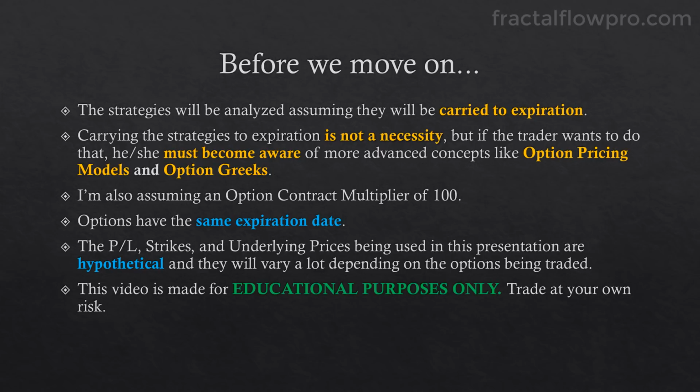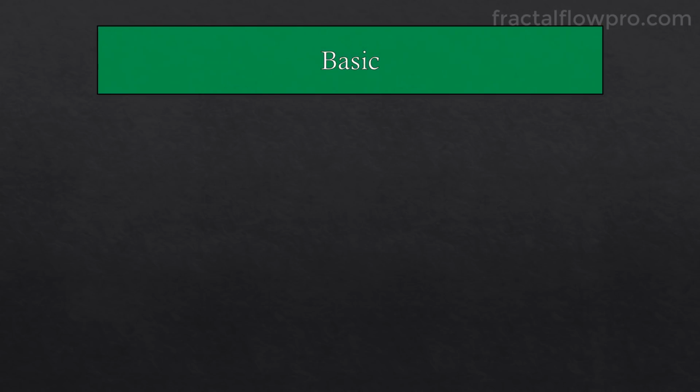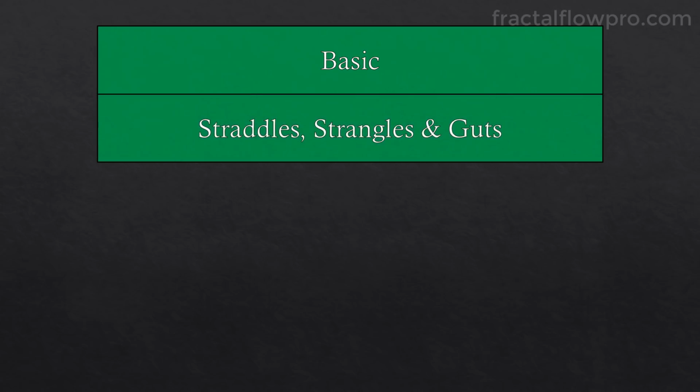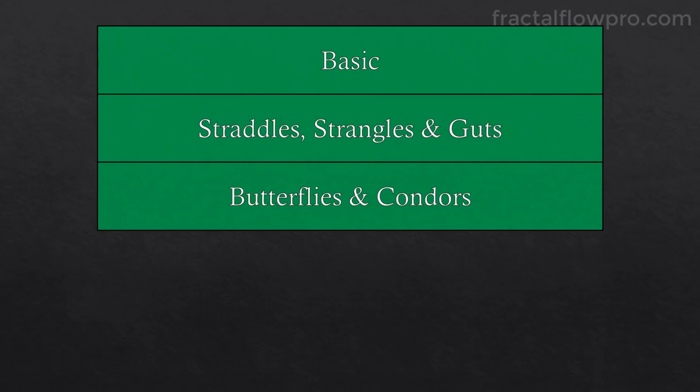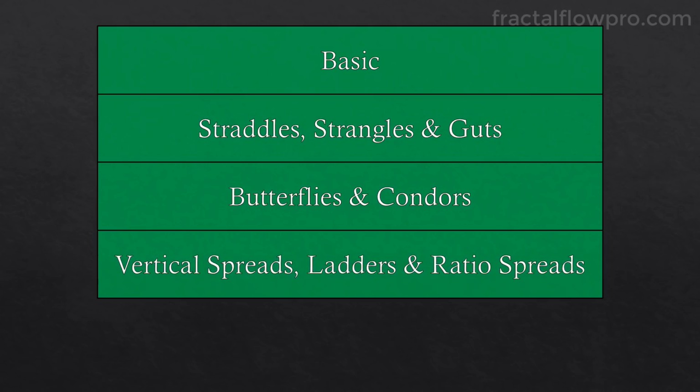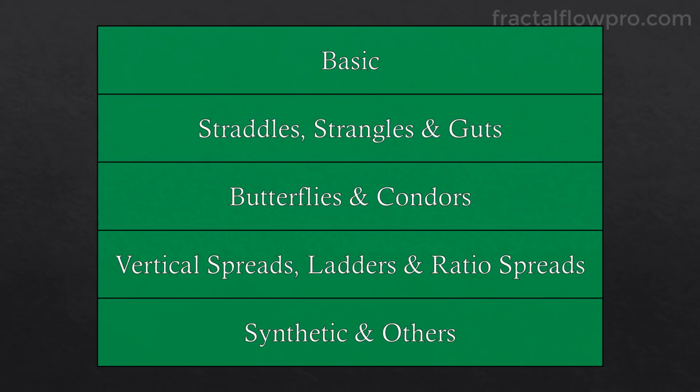With that said, let's begin the second part of the course by looking at the most basic options trading strategies you can make, assuming you are going to use options to speculate about future price direction. We'll divide these strategies into 5 categories. We'll begin with the most basic strategies, then we'll move forward to the straddles, strangles, and guts, then the butterflies and condors, then the vertical spreads, ladders, and ratio spreads, and at last, the synthetic strategies and a few others.